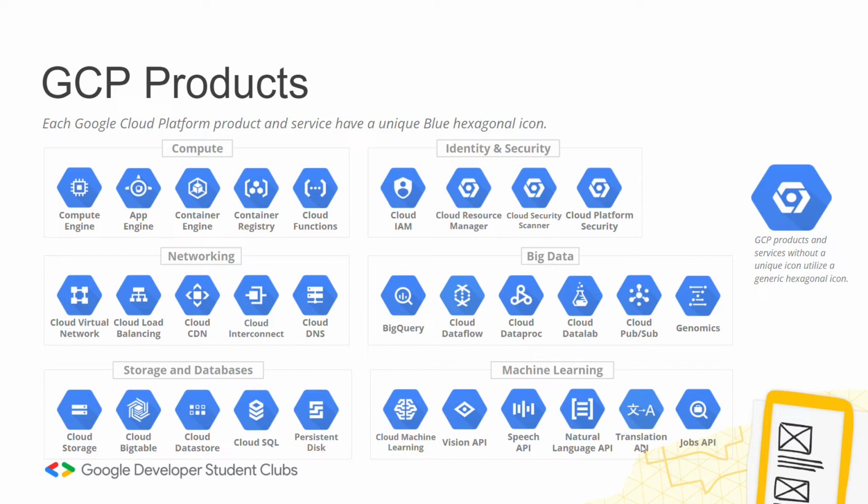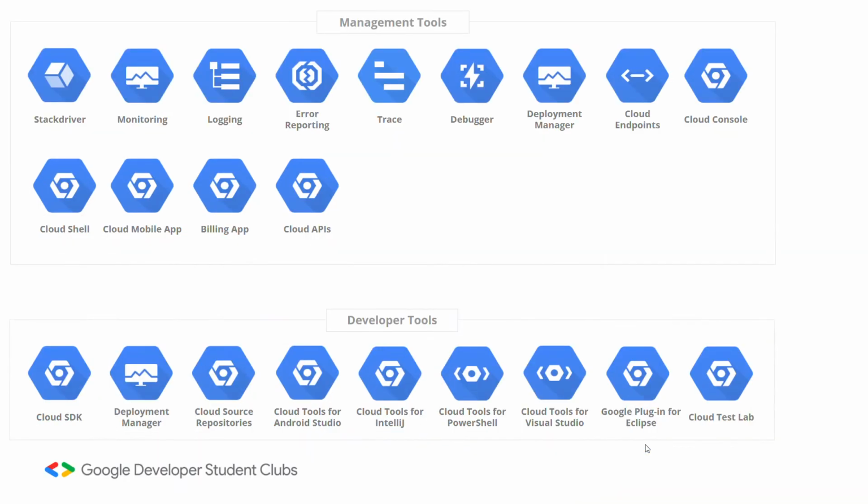Then we have the Translation API. You must have used Google Translate; this uses the same thing. Then we have some management tools as well. For example, if you want to monitor a project, we can use management tools. And then we have developer tools as well. You can have tools for PowerShell, IntelliJ, Visual Studio, and even Eclipse.